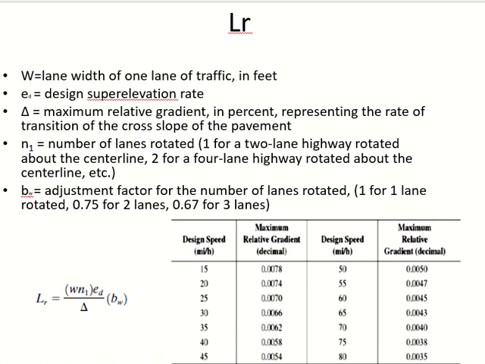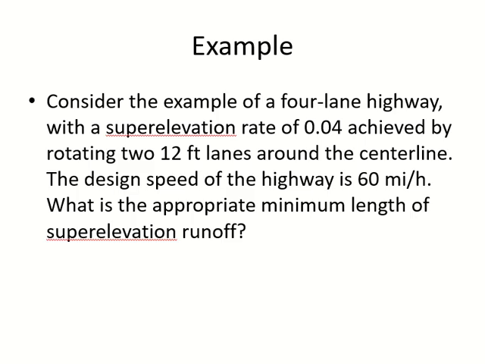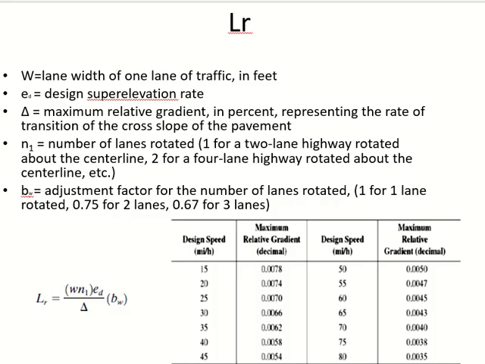Anyways, BW has fixed values which are taken from here. One lane, two lanes, three lanes. For more than three lanes, you have to refer back to the table. So we have a 4-lane highway, superelevation 4%, and we are rotating 2 lanes around the center. 4 lanes total. So from the reference, which is my center line, I'm rotating 2 lanes, and the design speed is 60 miles per hour. What is the length of superelevation runoff, LR?